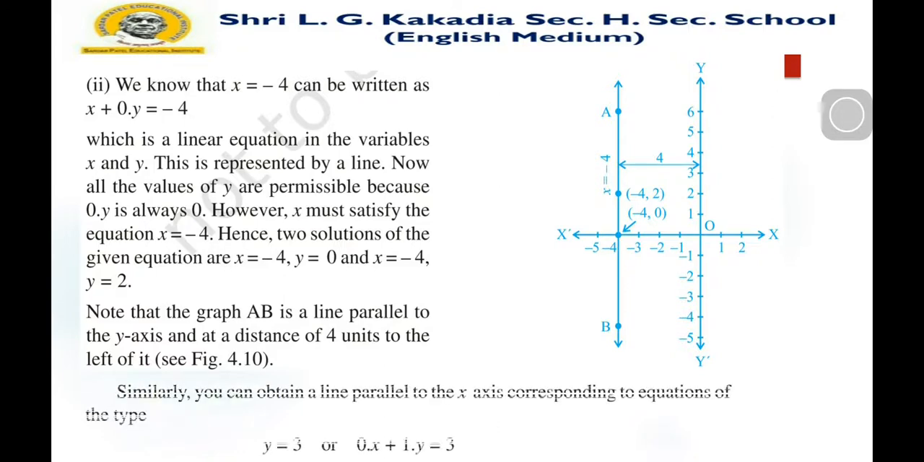Similarly, you can obtain a line parallel to the x axis corresponding to an equation of the type y is equal to 3. It means it is a point on the y axis. So you take 0 into x plus 1 into y is equal to 3. Here the value of y will never change, but you can take any value of x, and it is permissible, because if you put any value of x in this equation, its term is equal to 0. So you always get the equation y is equal to 3. So it is a point on the y axis and you get a line parallel to the x axis.